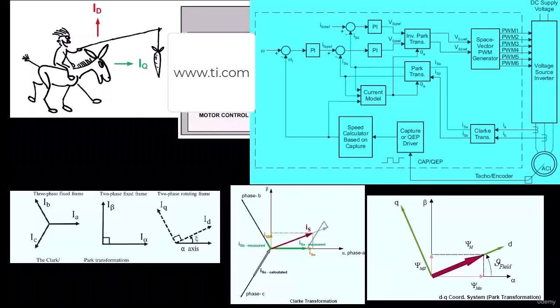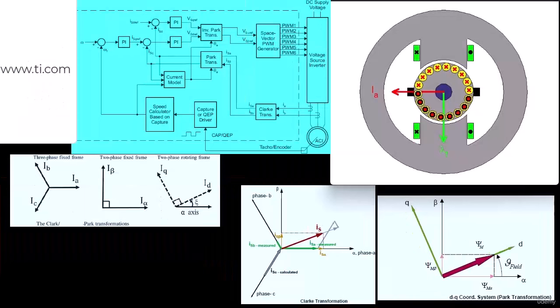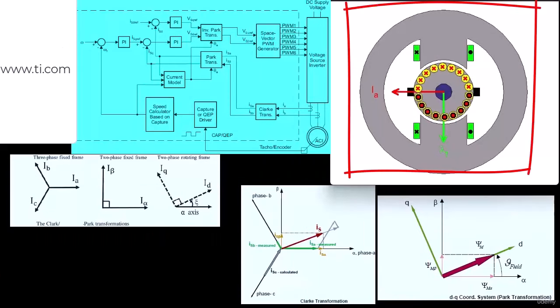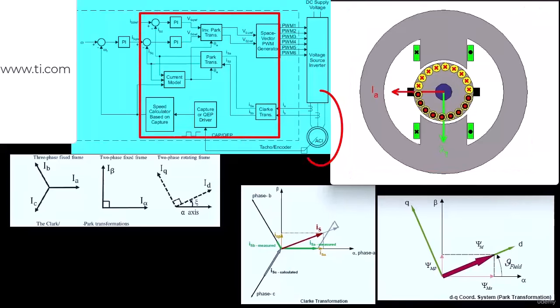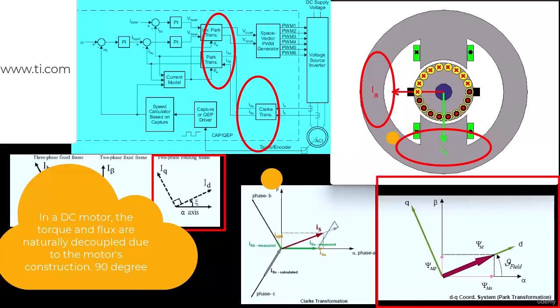Why do we do all this? Why do we need all these mathematical transformations? In order to achieve the same level of control as DC motors, field-oriented control (FOC) of asynchronous machine also uses techniques such as the Park and Clarke transformation to decouple the torque and flux components of the motor.